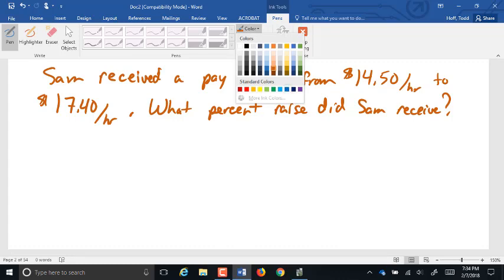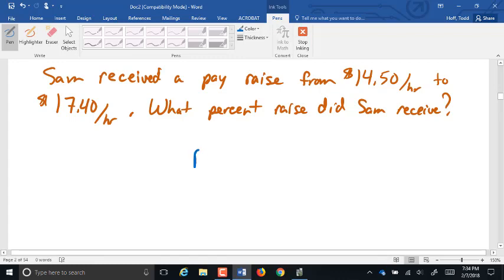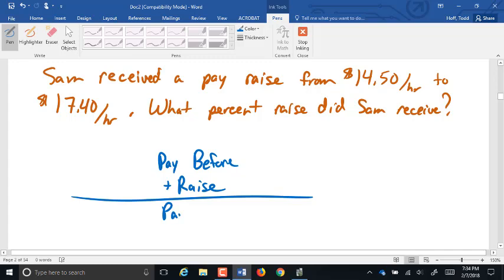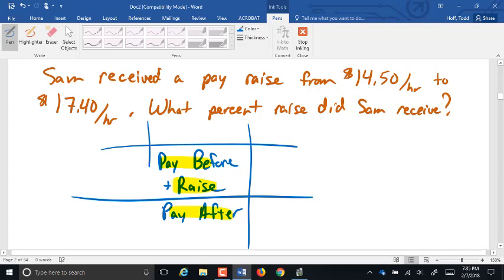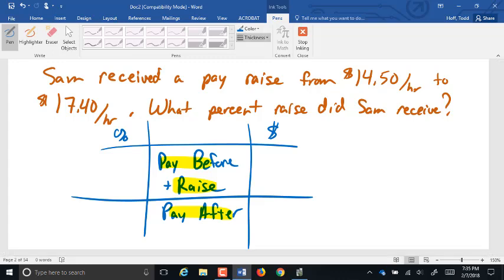So here's a case where we have an increase. We have the before, the pay before. To that, we're going to add a raise, and we're going to get the pay after. Now, again, these words here don't matter. It's what they represent. You might choose different words to describe them. It's the concepts that they represent that matter. So again, they're going to be described by percents, and most of what we do is going to be described by dollars on the other side.